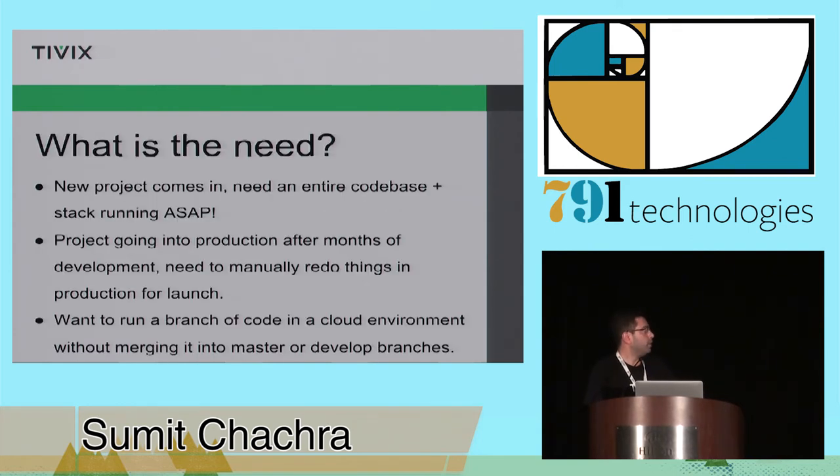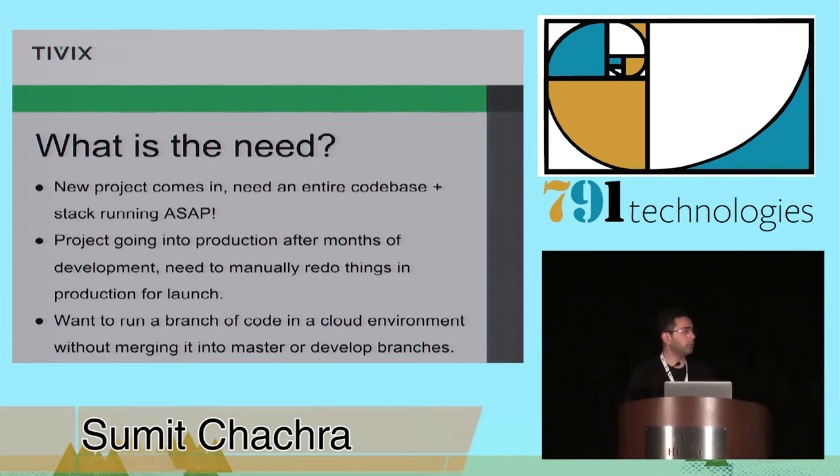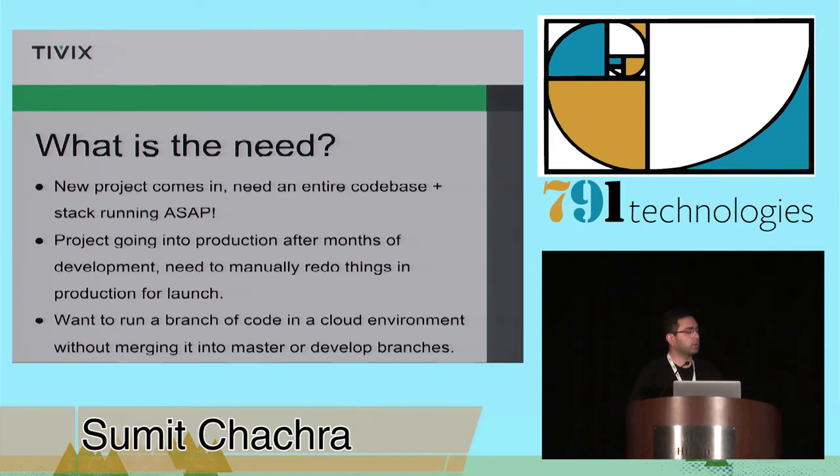Some background, what's the need? As a consulting company, we get projects in, we want to get up and running as fast as possible anyway. The project goes into production after months of development, well, the staging environment's out of sync, and someone needs to know which packages to install, et cetera, so it would be nice to not panic. And then sometimes you have a code branch, you just want to set up an entirely separate environment where you can run a branch of your code base and show it to the CEO or the client or whoever. I know Heroku supports it really well, but if you're in AWS or Linode or Rackspace, it's somewhat of a pain.